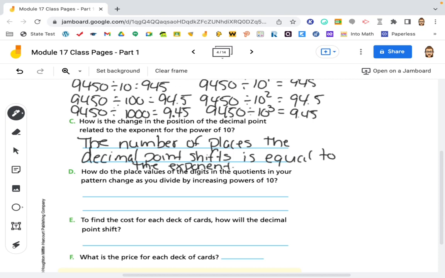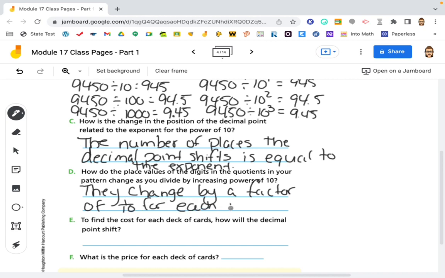How do the place values of the digits in the quotients in your pattern change as you divide by increasing powers of 10? They change by a factor of 1/10 for each increasing power of 10.